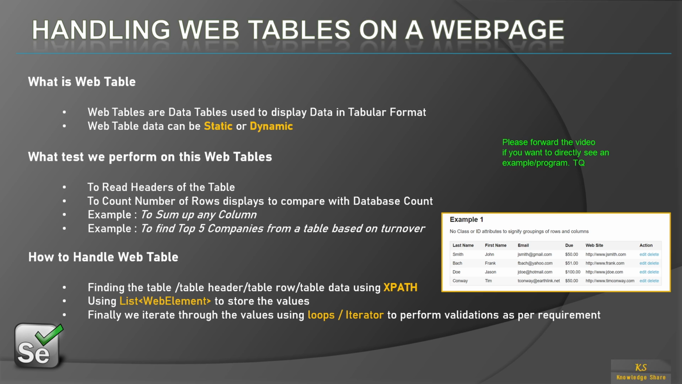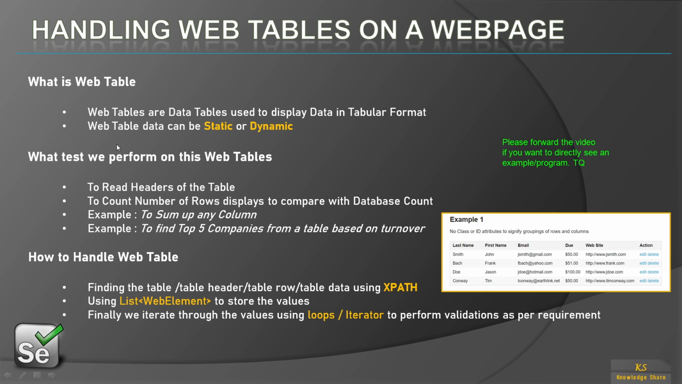For dynamic, you can take an example of websites which have a stock market. If you see the table of a stock market, values will be increased, decreased, and the companies which have more turnover will be at the top. So that's an example of dynamic web tables.